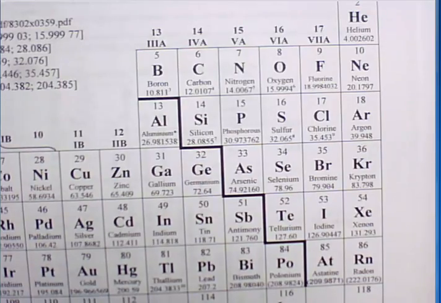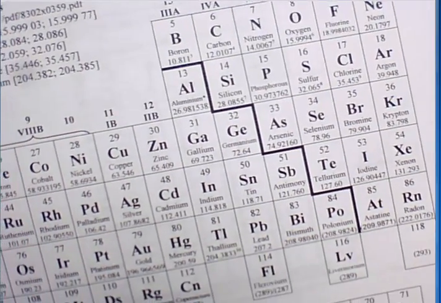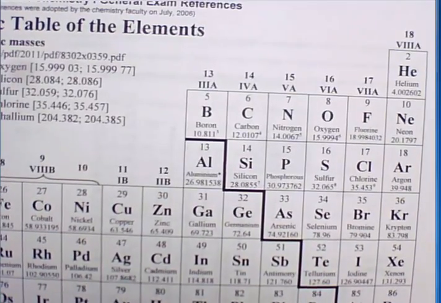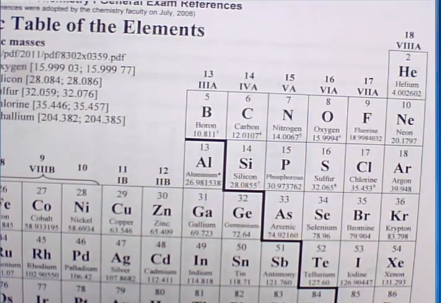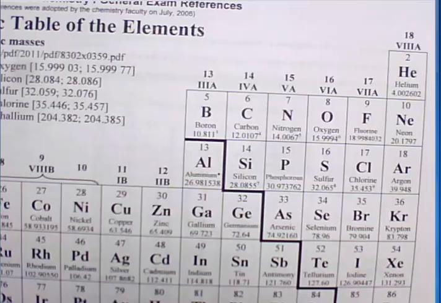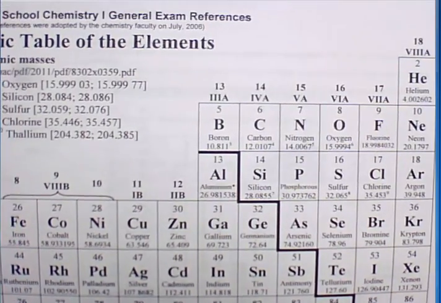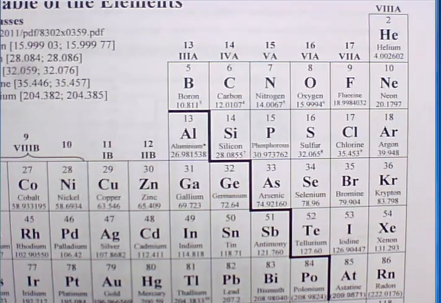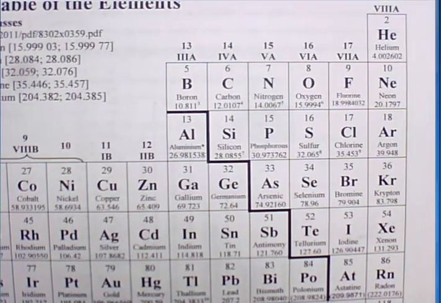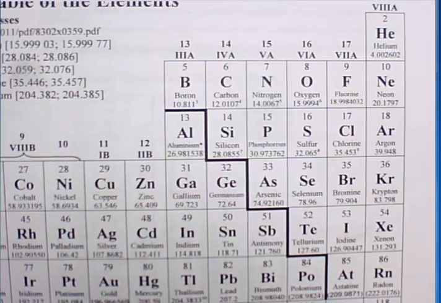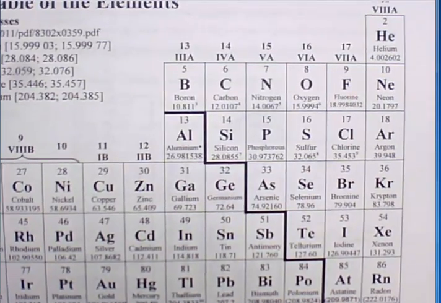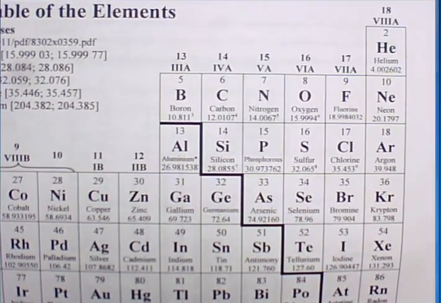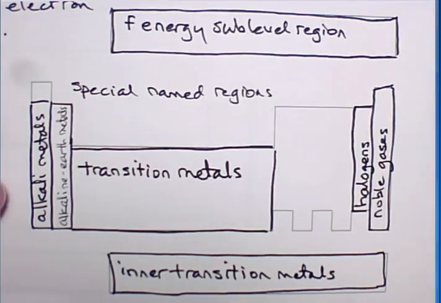Got that? Can you repeat that statement one time? All the elements arranged in a column of the periodic table make up a family or group. There you go. All right. Got that? All right, good.